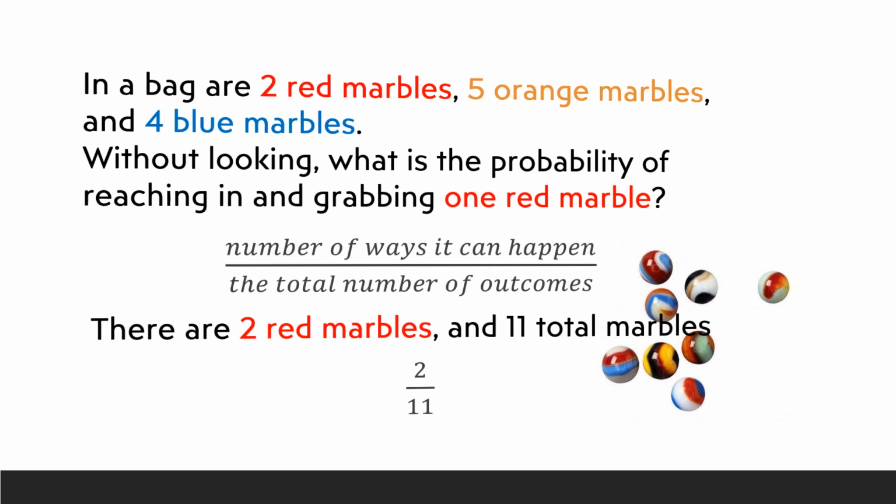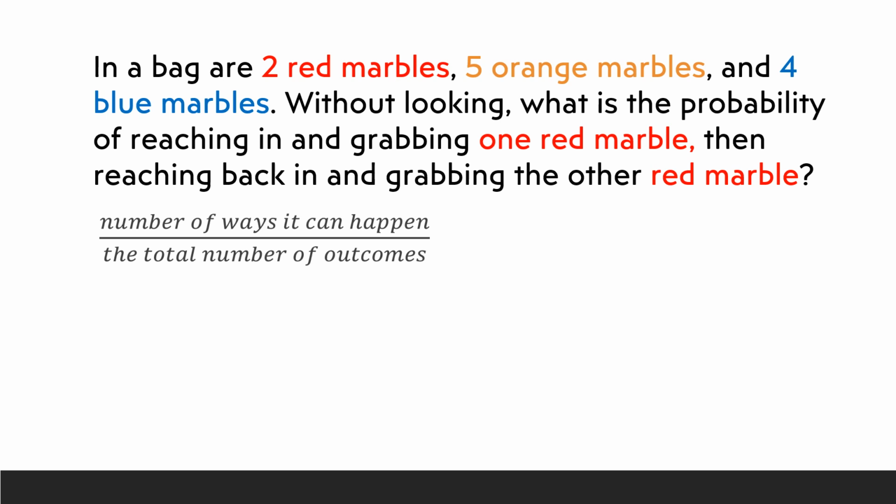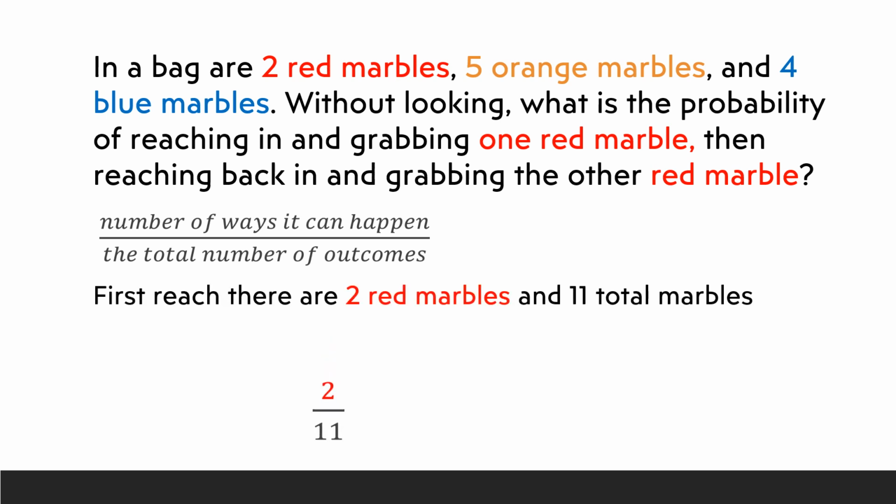Okay, let's take that same problem and make it a little bit bigger. This time, same 2 red marbles, 5 orange marbles, 4 blue marbles. I'm still going to reach in there and I'm going to try to grab out a red marble. But then I'm going to reach back in and see if I can grab the other red marble. So probability, the number of ways it can happen over the total number of outcomes. Well, the first time I reach in, y'all, that's what we did in the last problem. It's still going to be 2 out of 11. 2 red marbles, 11 total marbles.